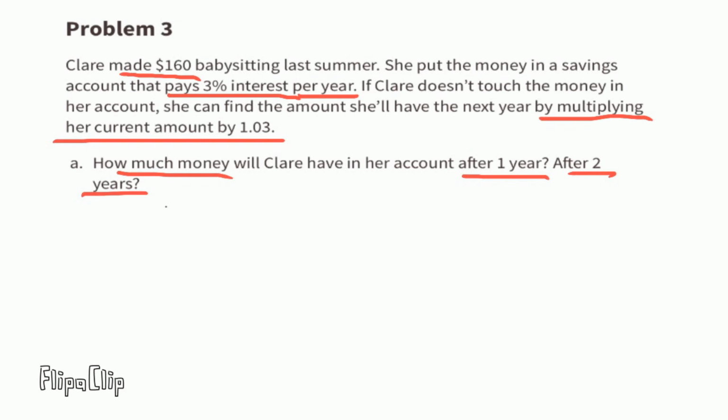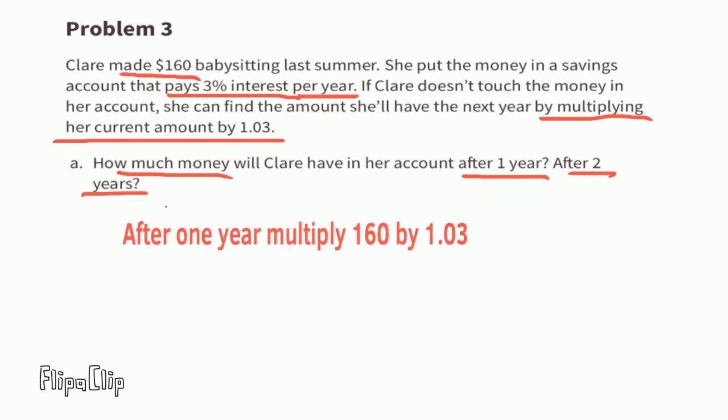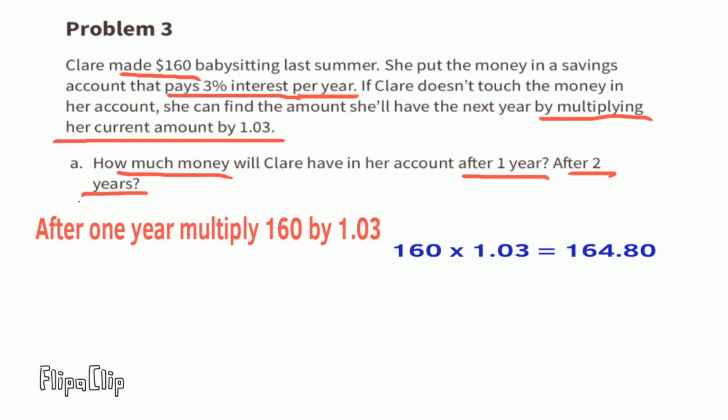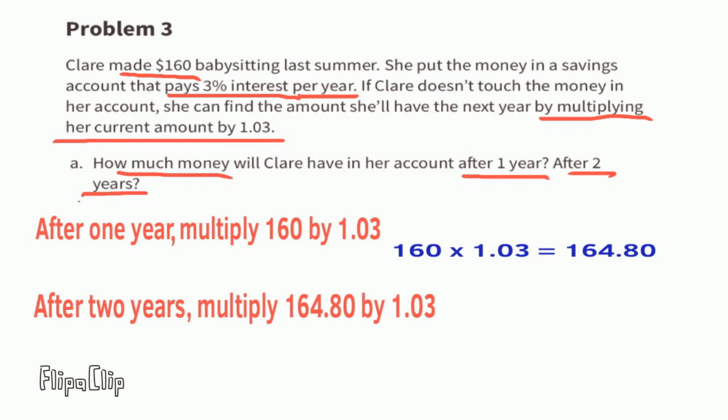A. How much money will Claire have in her account after 1 year and after 2 years? To find the amount she'd have after 1 year, multiply 160 by 1.03. After 1 year, Claire would have $164.80 in her account. To find out how much Claire would have in her account after 2 years, you need to multiply $164.80 by 1.03. After 2 years, Claire would have $169.74 in her account.